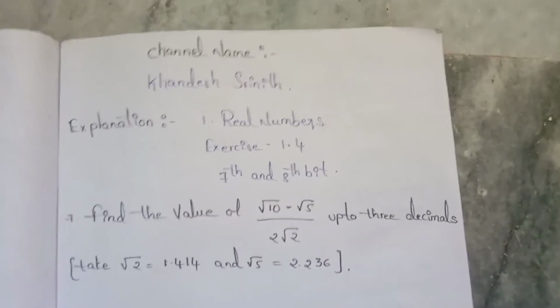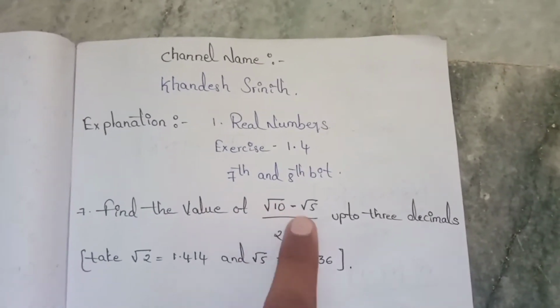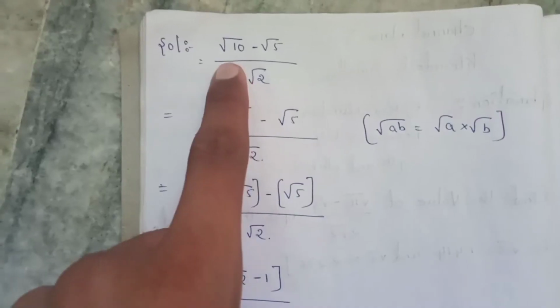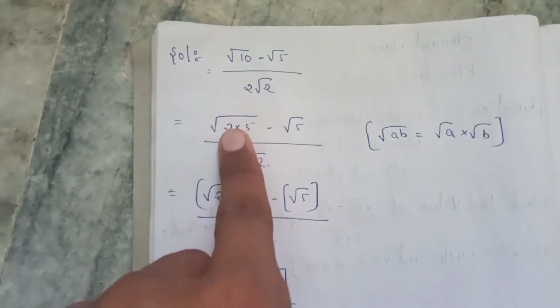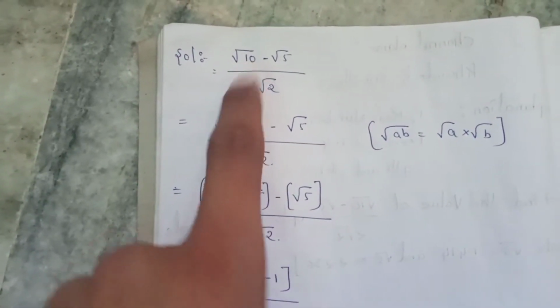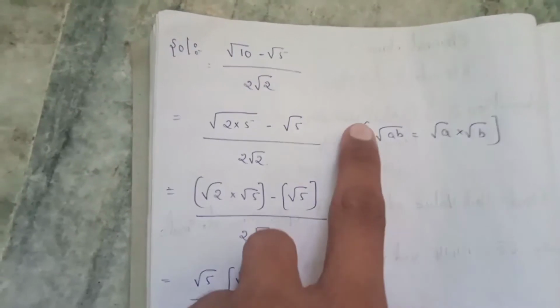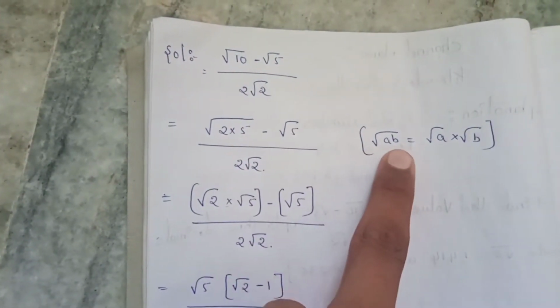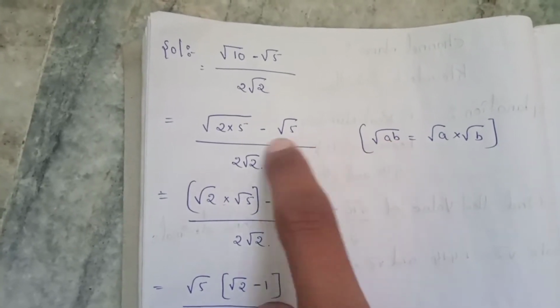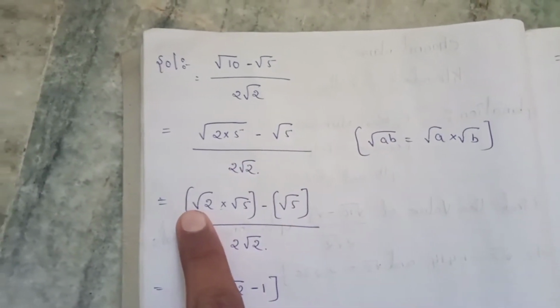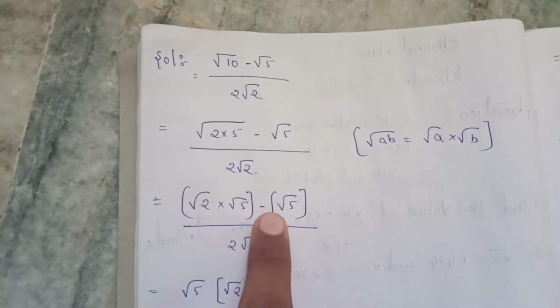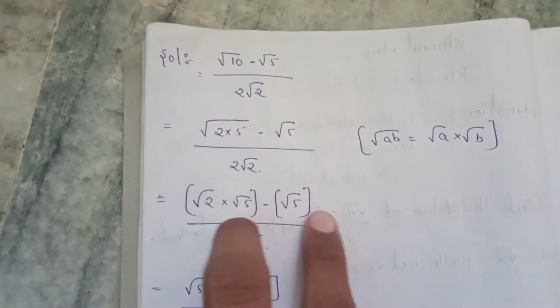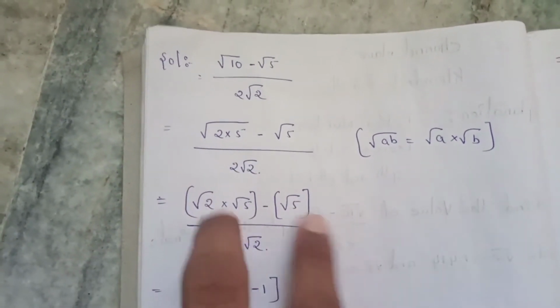What is given in this? Root 10 minus root 5 by 2 root 2. How do we write 10? 2 fives are 10. Here two terms are present, root a and b, root ab. We have to separate the root terms: root 2 into root 5. Now we have to keep the arrow marks.